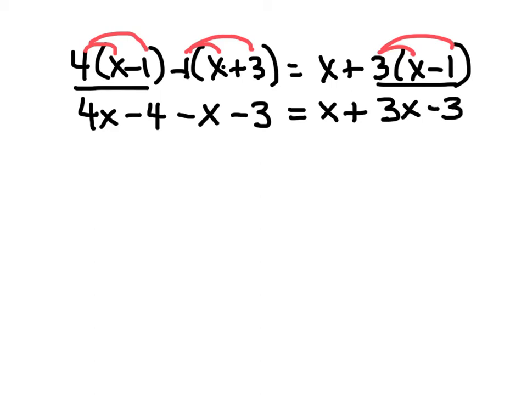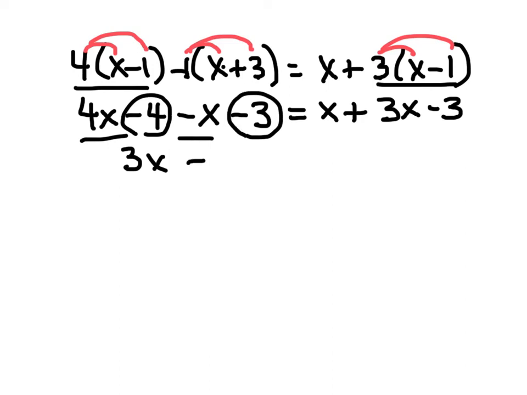Now let's combine our like terms on each side. So we're going to simplify each of those expressions. 4x and minus x makes 3x. Minus 4 and minus 3 makes minus 7. Here we have x plus 3x, so that's 4x, and we have minus 3.